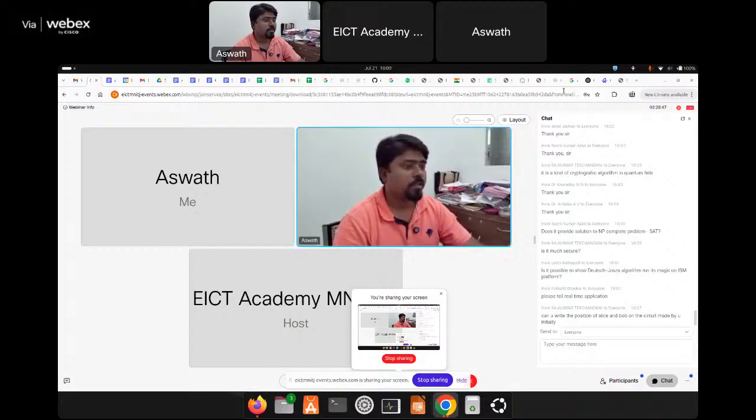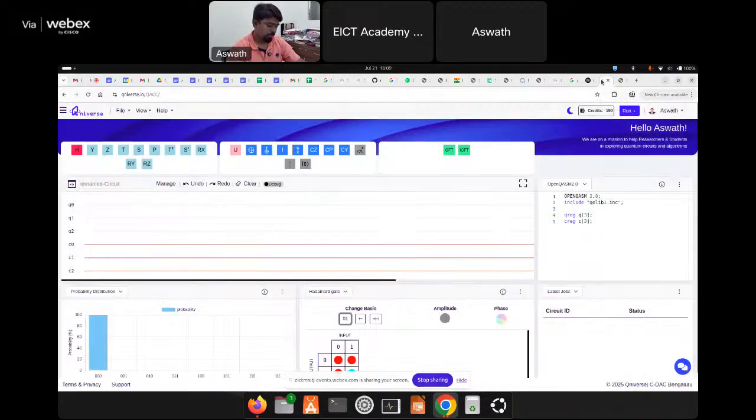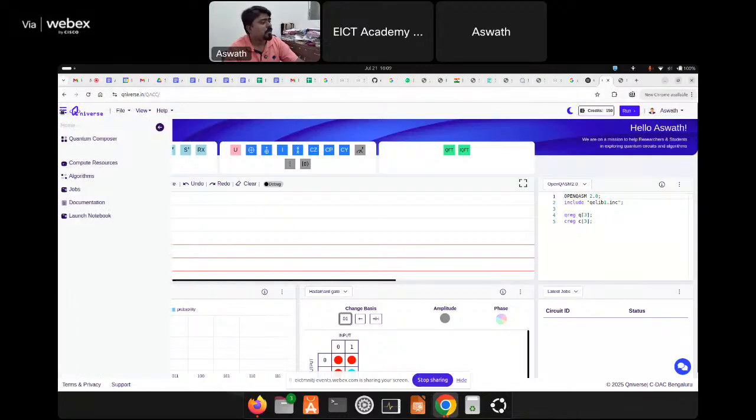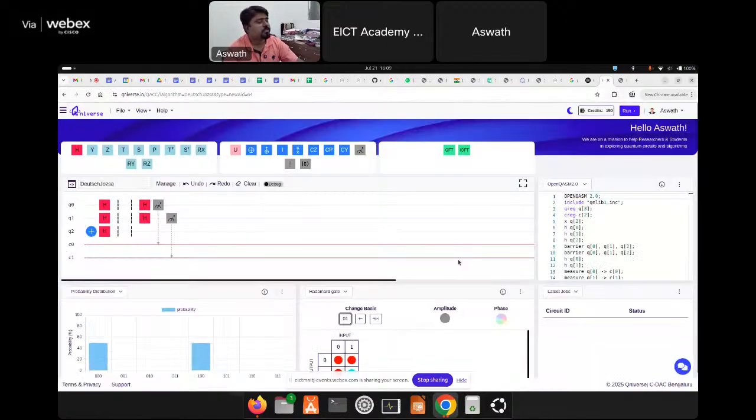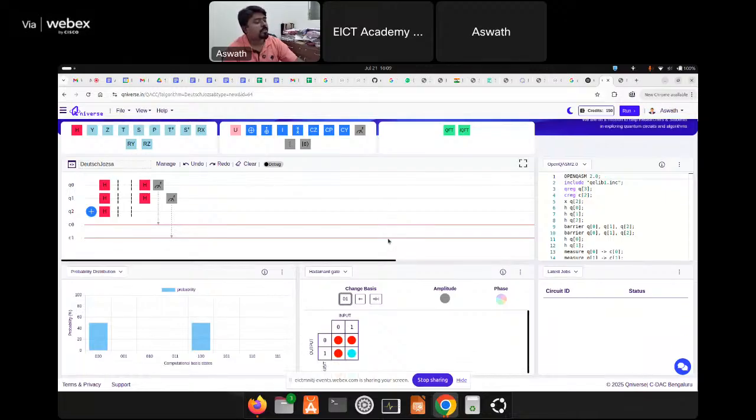Okay, this is the website. This is the Q Universe. If you want to implement, let's say, the Deutsch-Jozsa algorithm, go to algorithms. See, the Deutsch algorithm is there. Just load the circuit. Let me load the Deutsch-Jozsa algorithm. It is loading for 2 qubits. You see, 2 qubits, 2 query registers. Then you would read the result. From the result, you can tell whether the function is balanced or not.